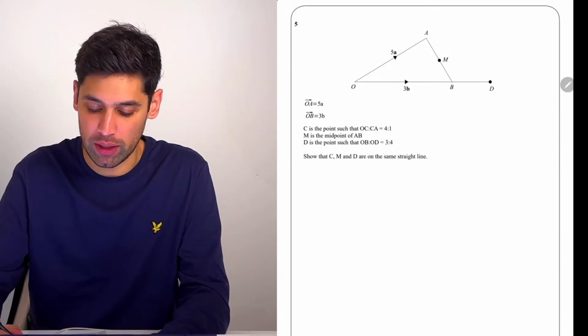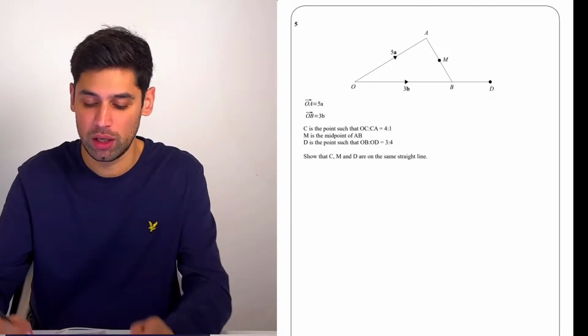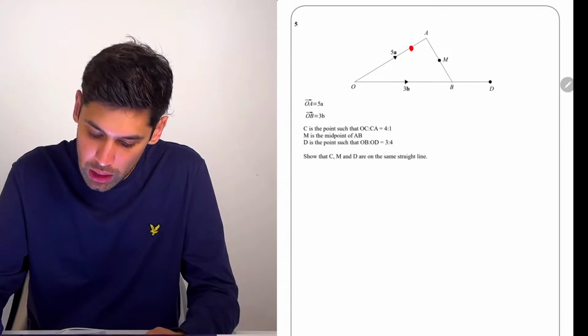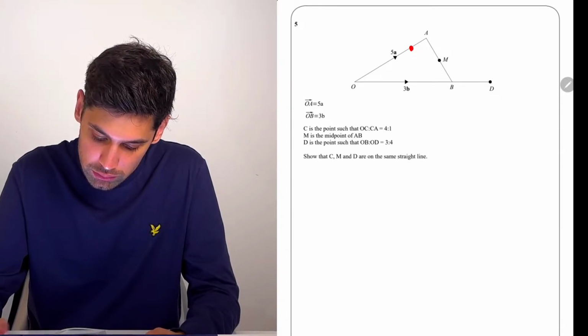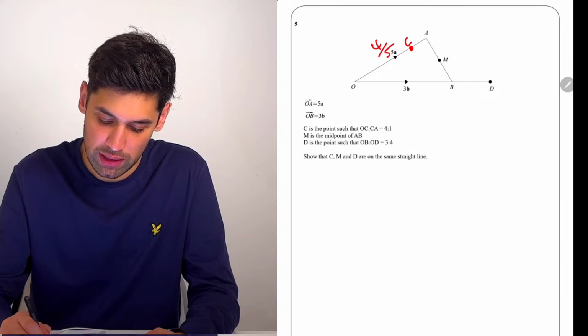So really important we try and understand that. O to C is 4 parts, C to A is 1 part. So it's going to be probably around about here. So that's going to be point C. And that'll be 4/5. And it's going to be 1/5.